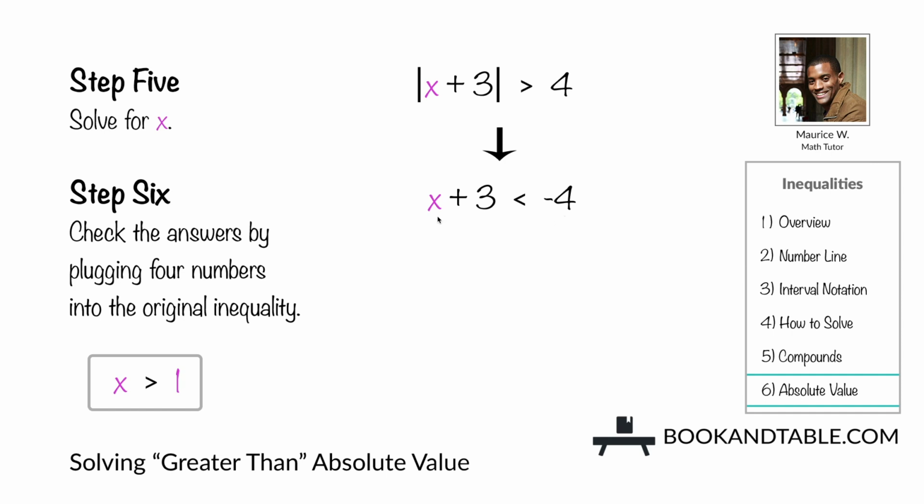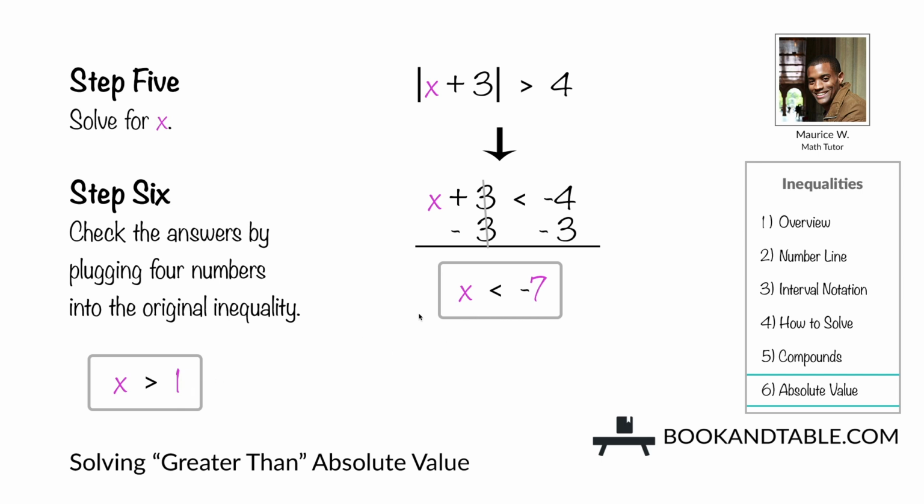So now again, we can solve for x. So we'll subtract 3 from both sides. And we have x is less than negative 4 minus 3, which is negative 7. So we have our two intervals. x is greater than 1 and x is less than negative 7.